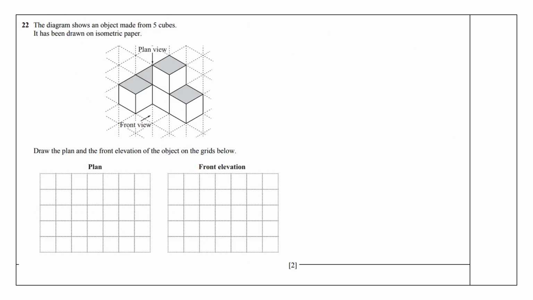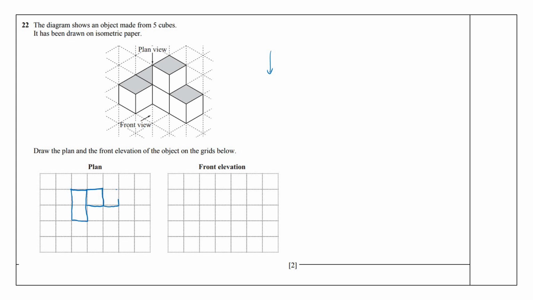Okay. Next, the diagram shows an object made from 5 cubes. It's been drawn on isometric paper, which is triangle paper, fine. You've got to draw a plan. Now, a plan view is a vertical looking down view. Often it's called a bird's eye view. Now, in this case, your plan view will look something like this.